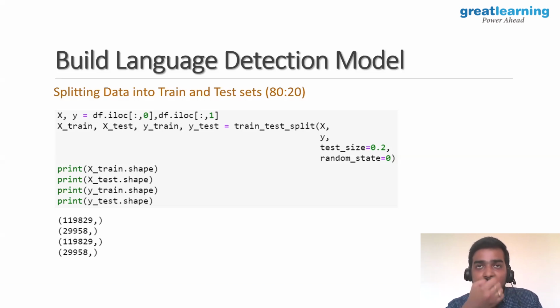And what is the random state here? I have used some random value. This is just to ensure that every time you run this code, the same part goes to train and test, and it does not get shuffled. You can see the shapes of train and test for both X and Y, both labels and features. Almost 119,000 have gone to train and 29,000 have gone to test.